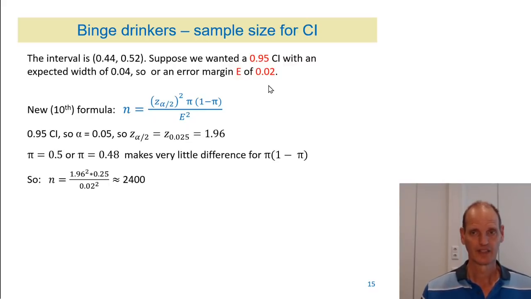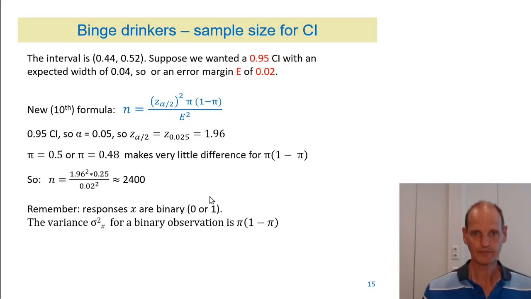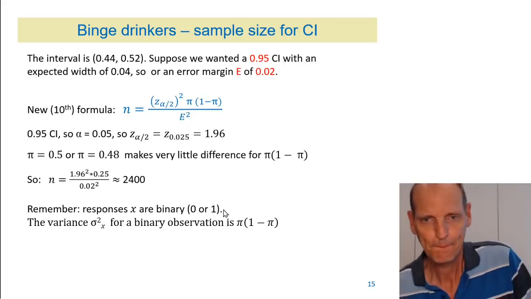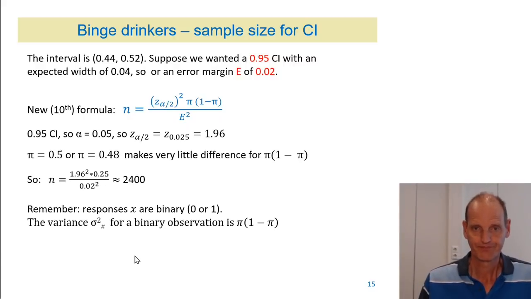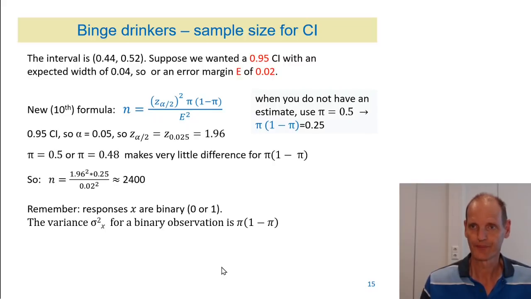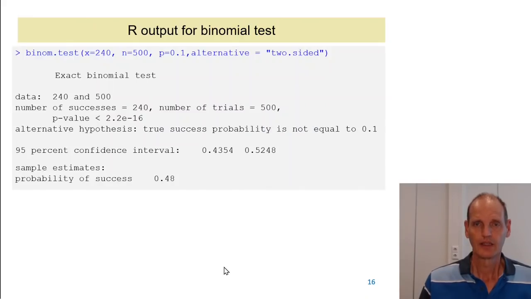So to get quite a precise estimate, 0.48 plus minus 0.02, we need this many observations. And why is that? Well, you could say in binary observations there is very little information, so you need really many of them to get precise results. The formula is again explained: pi times 1 minus pi is this sigma x squared.